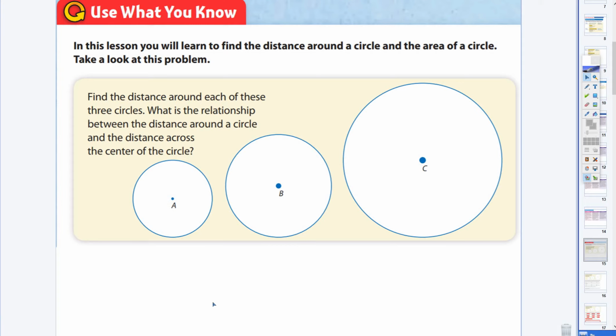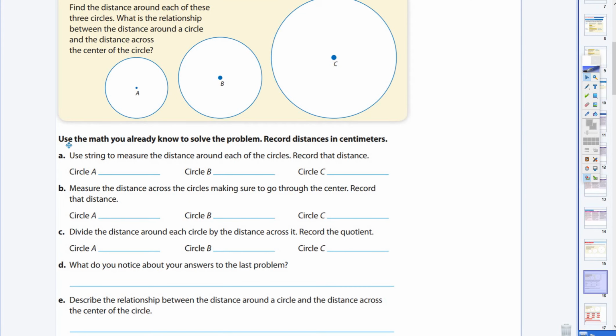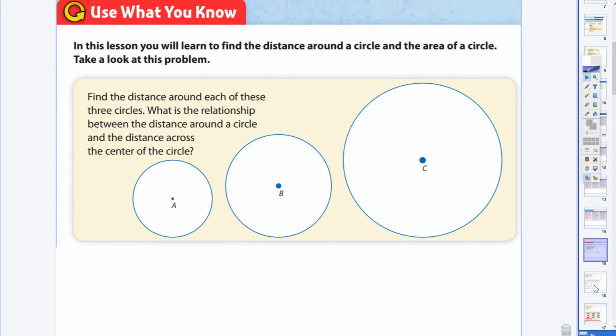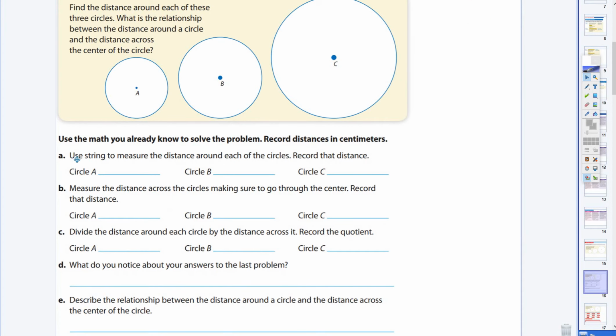You're probably asking, how can I find the distance around each of these 3 circles? Well, let's look. Use a string to measure the distance around each of the circles and record that distance here. Circle A, circle B, circle C. Then you measure the distance across the circle. Let me show you what that looks like.